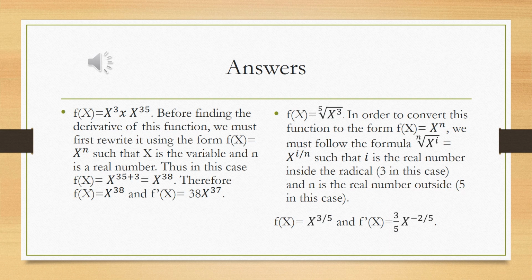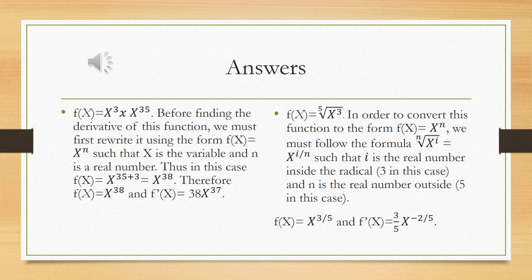f of x equals x to the power 3 times x to the power 35. Before finding the derivative of this function, we must rewrite it using the form f of x equals x to the power n, such that x is the variable and n is the real number. In this case, f of x becomes x to the power 35 plus 3, which is x to the power 38. And f prime of x will become 38x to the power 37.